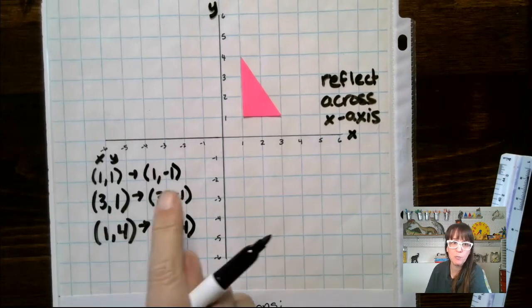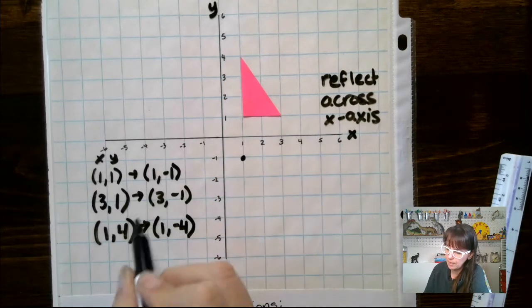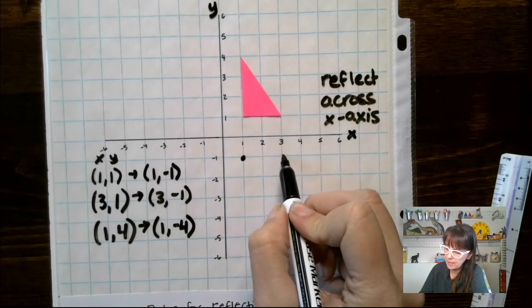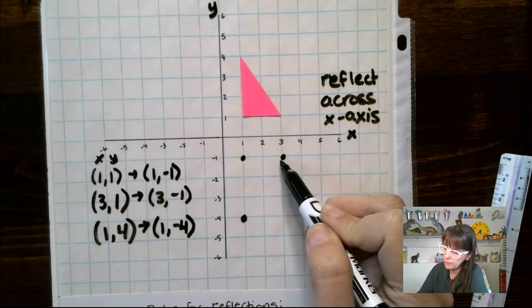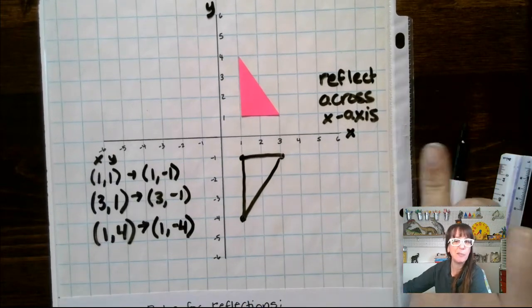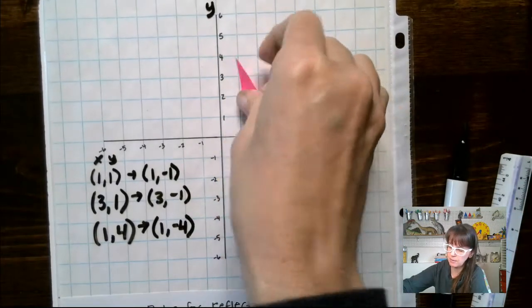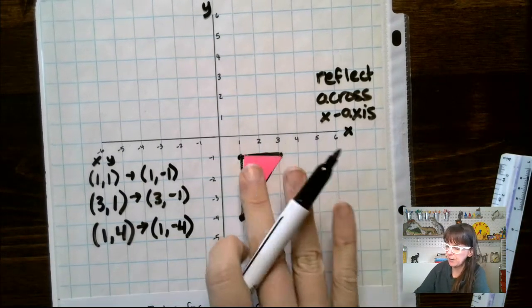Okay, so let's go ahead and put these new points onto our graph. We go over 1 down negative 1, over 3 down negative 1, and over 1 down negative 4. And you'll see our new shape is right here, and you can see how it's like if we took a mirror, we just flipped it right there. Bam! And it lands right there. We have reflected this guy across the x-axis. So that's how we do it with that rule.